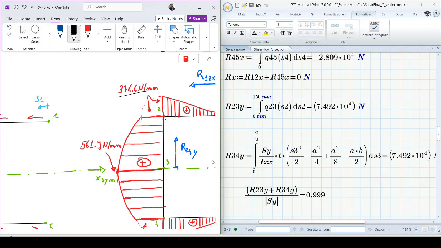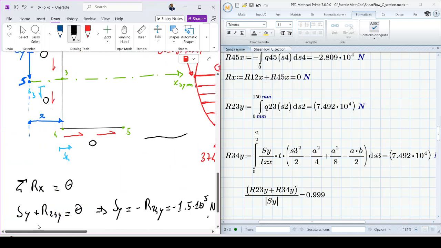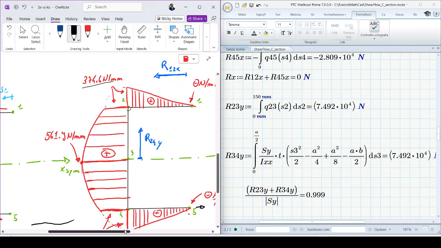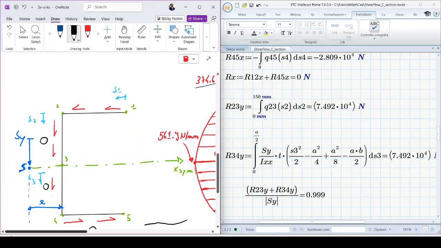R24y must be in the opposite direction of the shear flow to balance the same shear flow. So R24y must be in the opposite direction of Sy to balance Sy, and in this case to avoid bending moment and twist of our section.